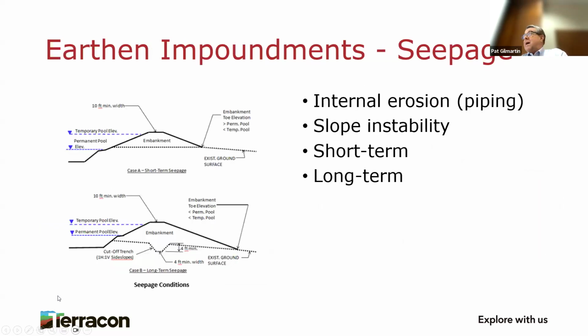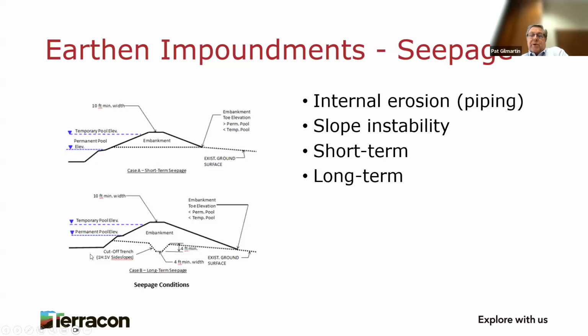Seepage must be considered in the design of these embankments for stormwater control measures. Seepage can cause internal erosion or piping within these earthen embankments, which can lead to embankment failures like that picture I showed early on. It can also cause slope instability due to reduced effective stress, reduced effective shear strength due to the pore water pressures.